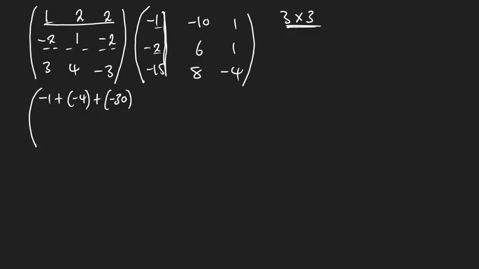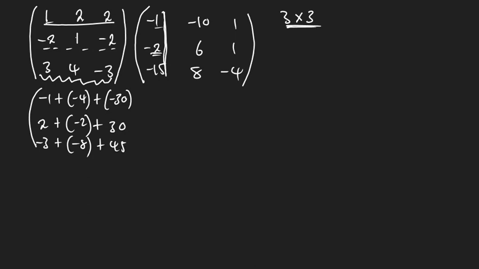So it's going to be negative 2 multiplied by negative 1, which will give us positive 2, plus 1 multiplied by negative 2, which is going to give us negative 2. Negative 2 multiplied by negative 15 is going to give us a positive 30. So now I'm multiplying this part with the first one. 3 multiplied by negative 1 is going to be negative 3, plus 4 multiplied by negative 2 is going to give us negative 8. Negative 3 multiplied by negative 15, 3 multiplied by 15 is going to give us 45.